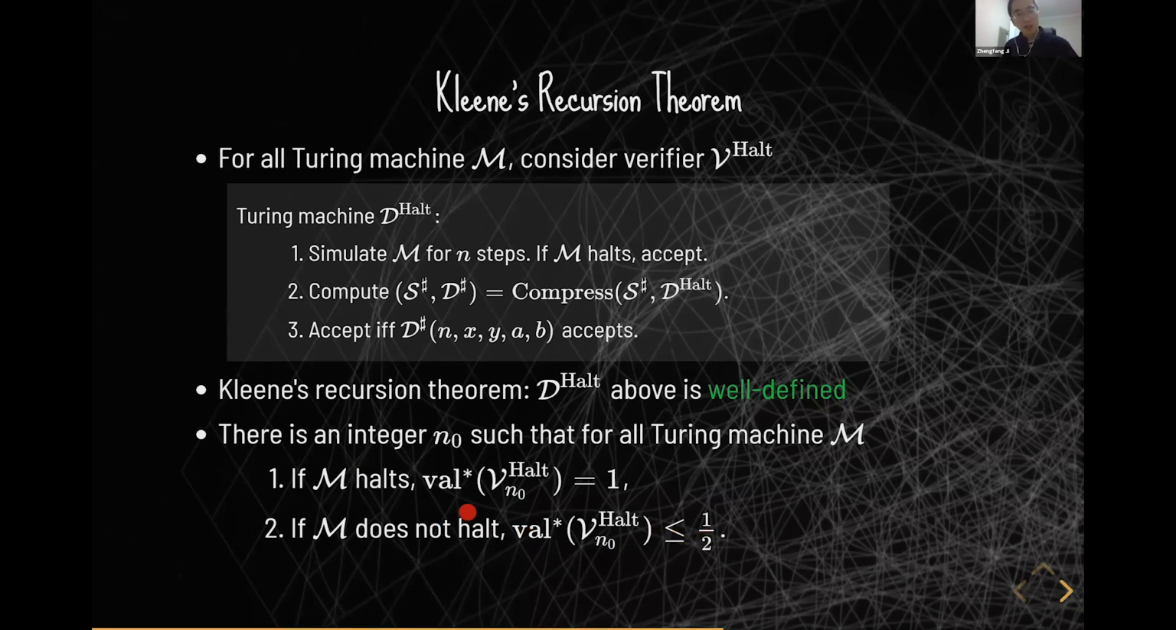I guess it's intuitively easy, because if M halts in n steps, then D halt on index n would know this. But if, for example, M halts only in 2 to the n steps, then we know that the compressed version of the Turing machine would know this, and therefore, by the definition, the Turing machine D halt will also detect that M halts in 2 to the n steps. So that's basically the idea to complete the proof.